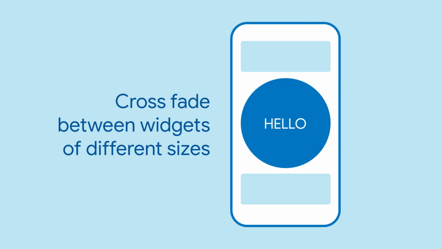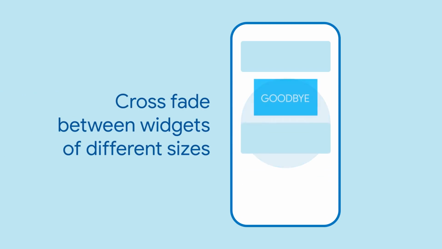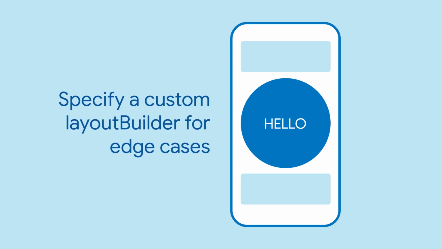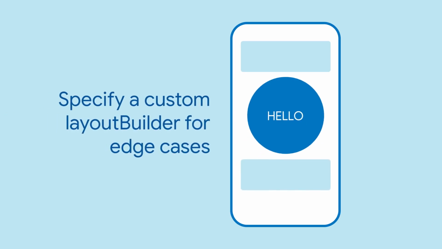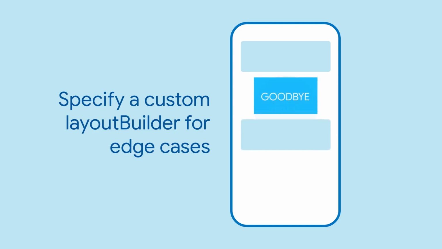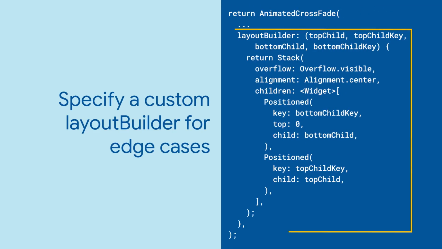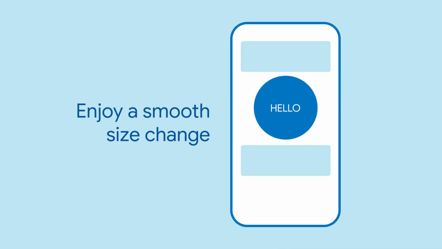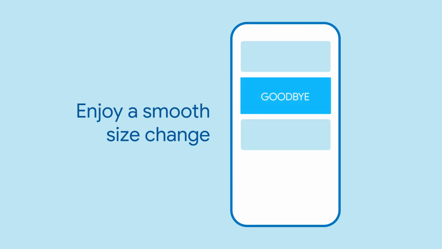AnimatedCrossFade works great if the two widgets have the same size, but it will also crossfade between sizes if needed. If you are crossfading between two widgets of a constrained size, AnimatedCrossFade will do the right thing by default. If the widgets have specific sizes, you might need to provide a custom layout builder to avoid jumps in the layout like these. For example, here's how you might avoid this particular jump. Now there is no jump, and the two widgets are nicely crossfading in size. The exact solution will depend on what you want to achieve.